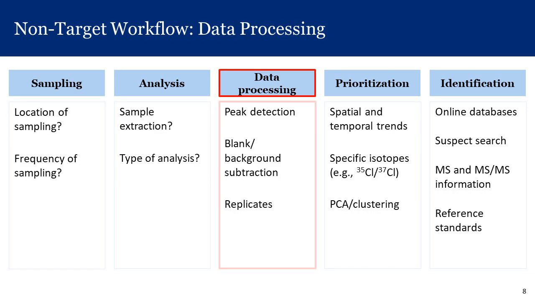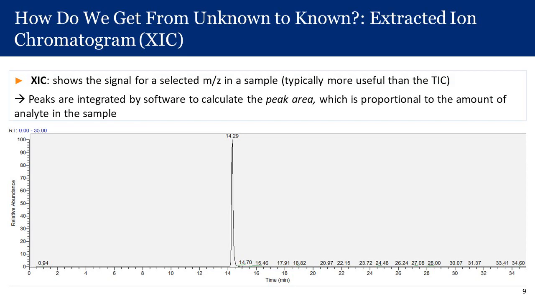Once we've analyzed all of these samples, the next step then is really the data processing and really thinking about, okay, what are actually the compounds that are present in the sample? And so what we typically look at for this is the so-called extracted ion chromatogram, or XIC, that shows now the signal for a specific ion or m/z in the sample. And this is typically more useful than the total ion chromatogram that basically shows all ions that were detected.